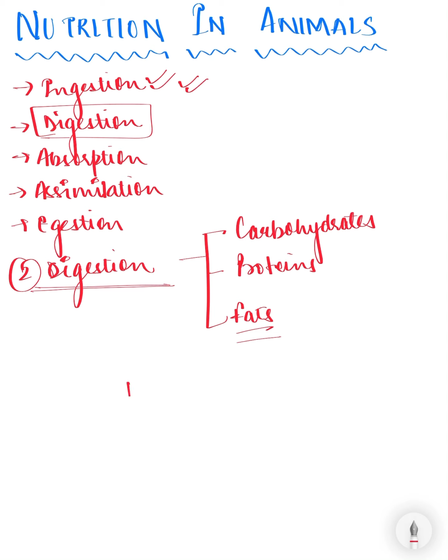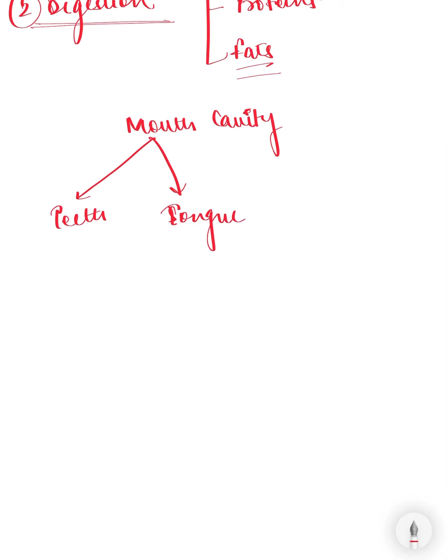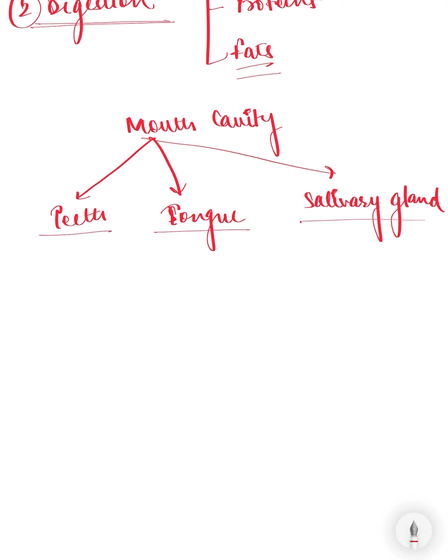When the food enters the mouth cavity, we have 3 things there which help in the digestion. First are the teeth, second is the tongue, and the third is the salivary gland. So let's talk about the functions of these 3 things so that we can understand it in a better way.